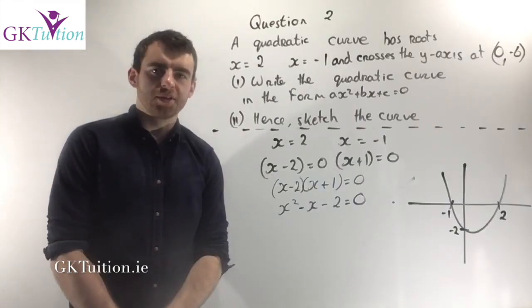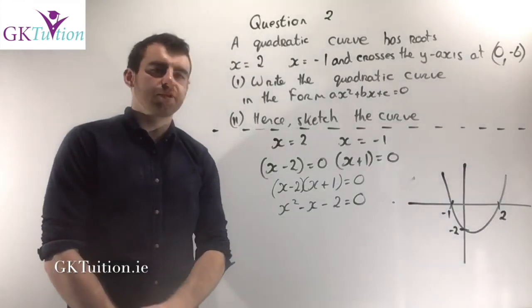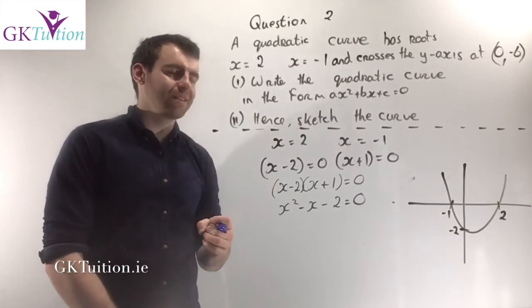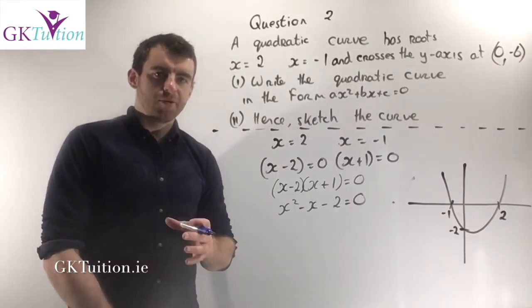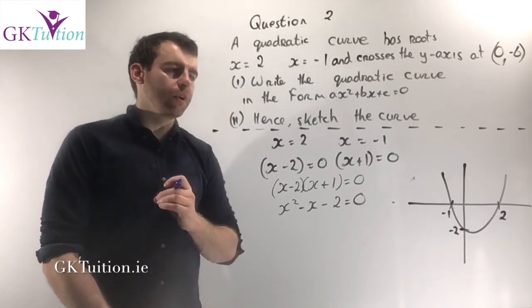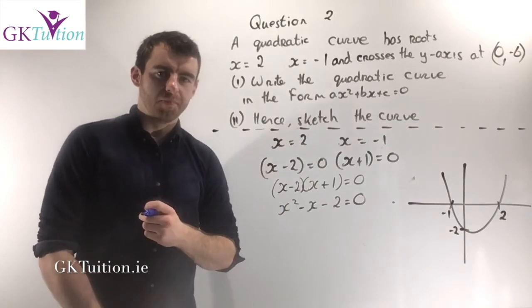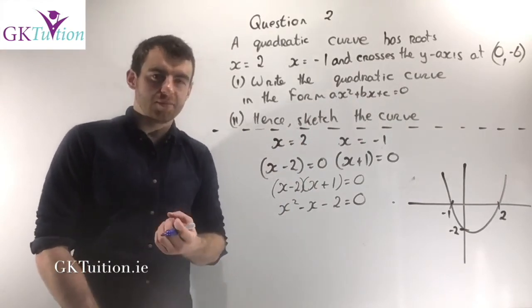Let's have a look at question 2 now. It says a quadratic curve has roots x equals 2 and x equals minus 1 and crosses the y-axis at 0, minus 6. The first part of this question asks you to write the quadratic curve in the form ax squared plus bx plus c equals 0. So we can treat this exactly the same as question 1.